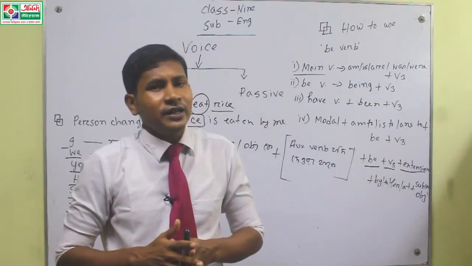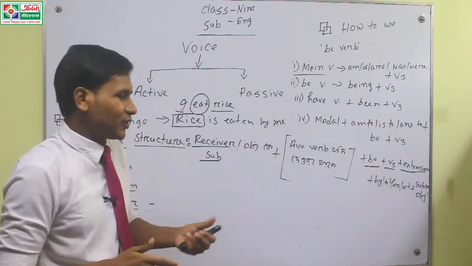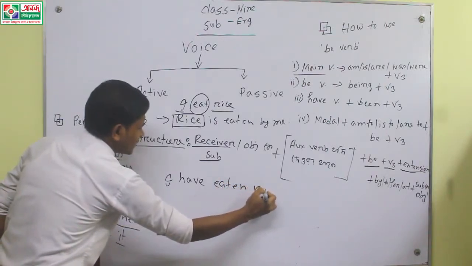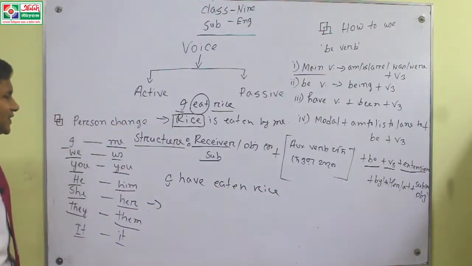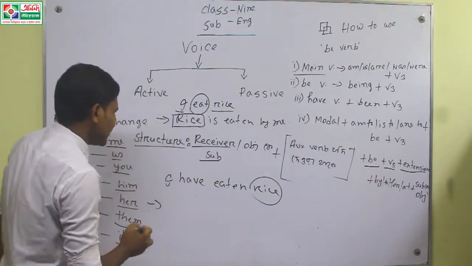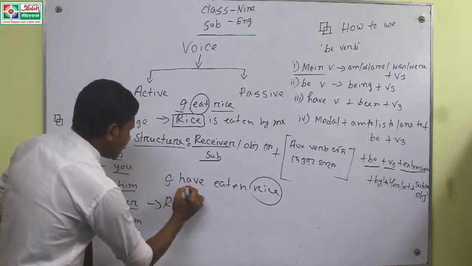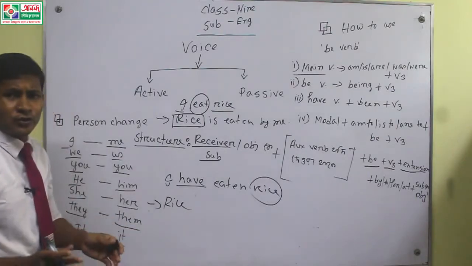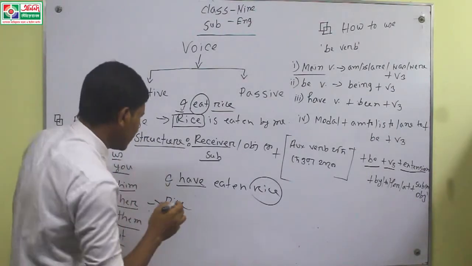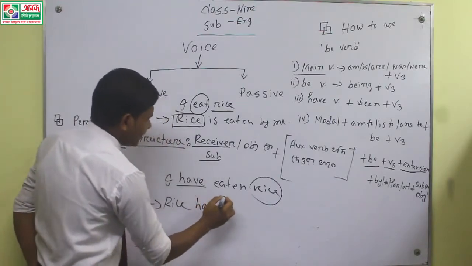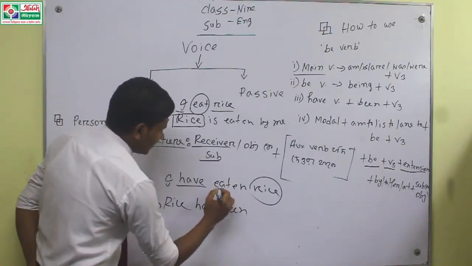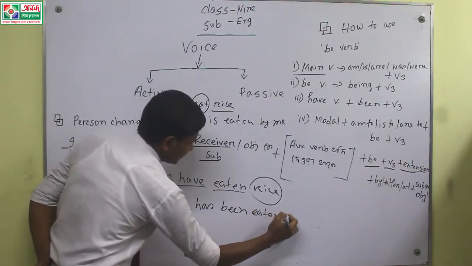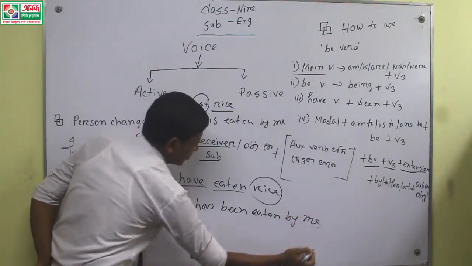To understand clearly, I will give an example, just look at the board. I have eaten rice. So how to change it? It's very easy. At first we use the object rice, then the have verb. Here the matching verb is has according to subject verb agreement. So we use has, then been, then verb 3, eaten, then by, then the objective form of I.